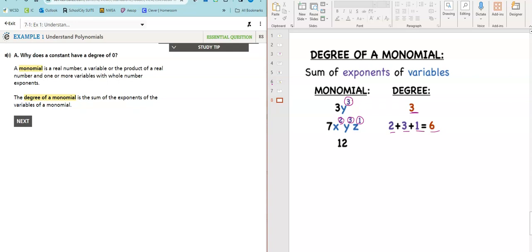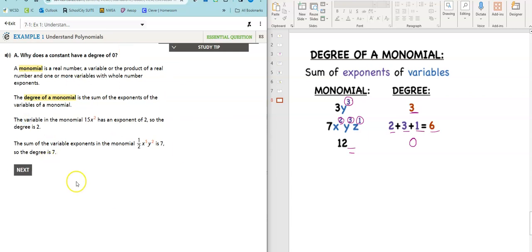Over here, I have a whole number, and that is what this first example is asking. It says, why does a constant, which is a number without a variable, have a degree of 0? Well, why would it have that? It's because it doesn't have a variable. There's no variable here, so there is no exponent, which means that it has a degree of 0. There is no sum of its variables.